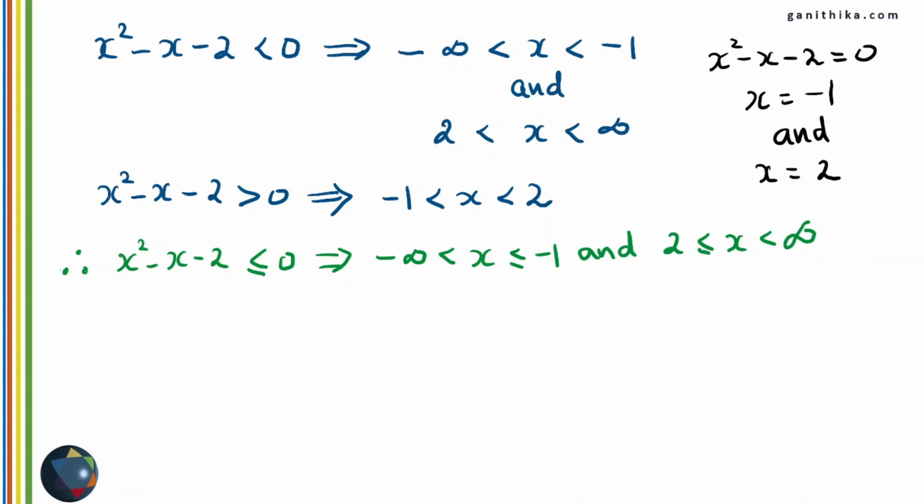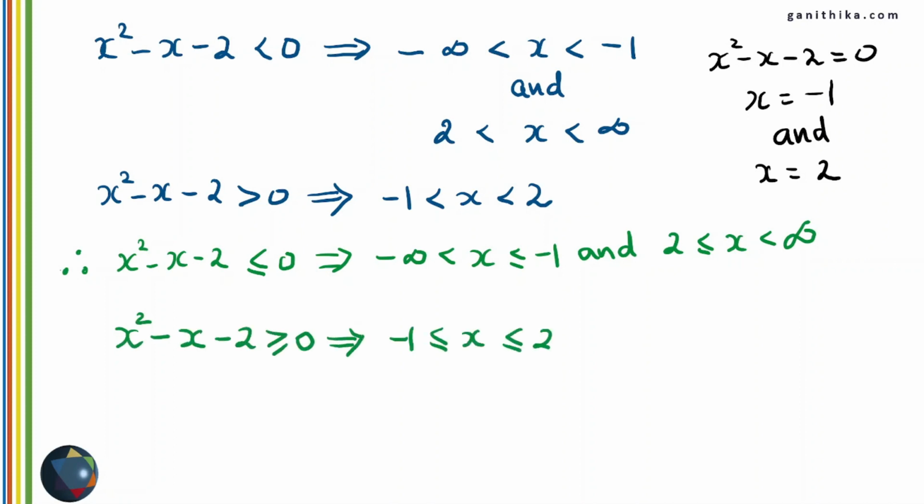Notice that the equal sign is not used for minus infinity and infinity. So, the equal to sign can be used only for finite numbers and not for infinities. So the solution set for x square minus x minus 2 less than or equal to 0 is minus infinity to minus 1 including minus 1, and 2 to infinity including 2.